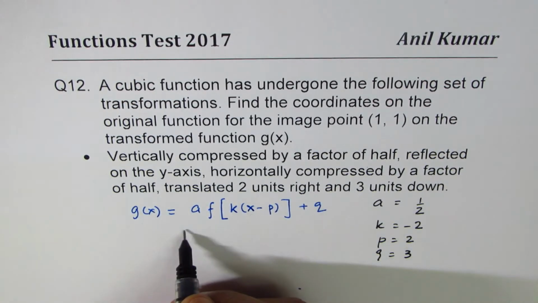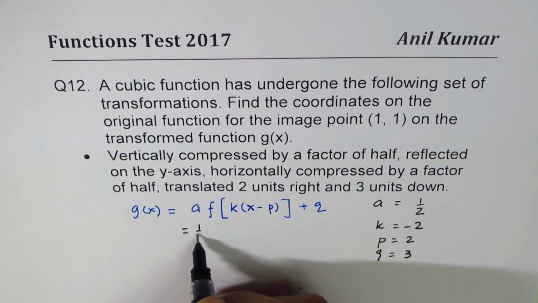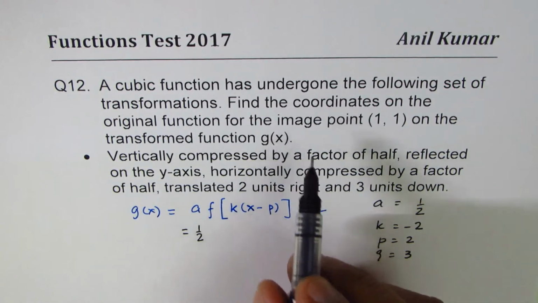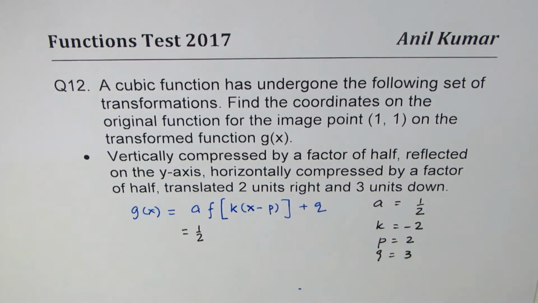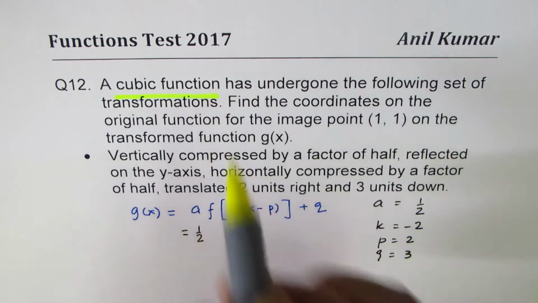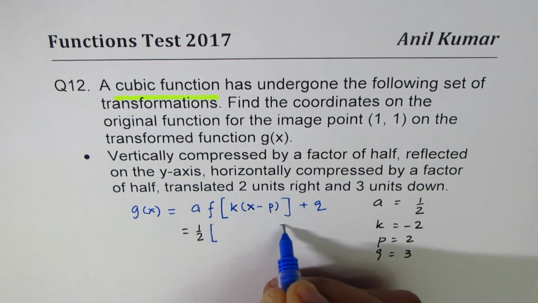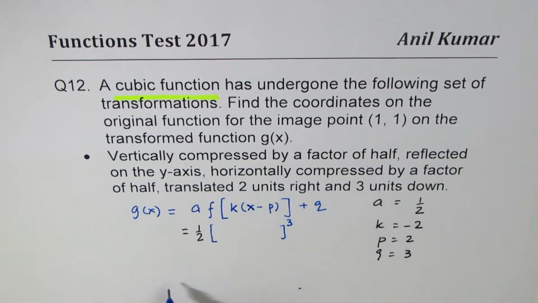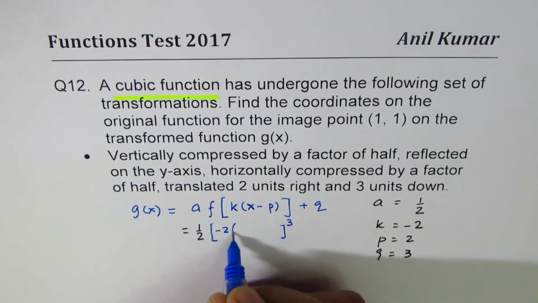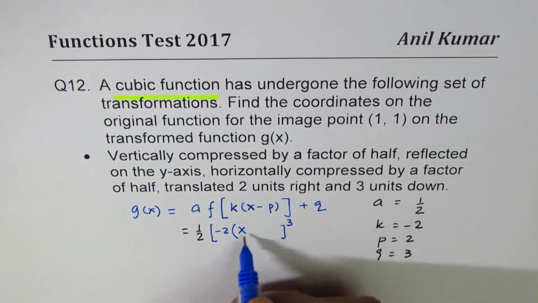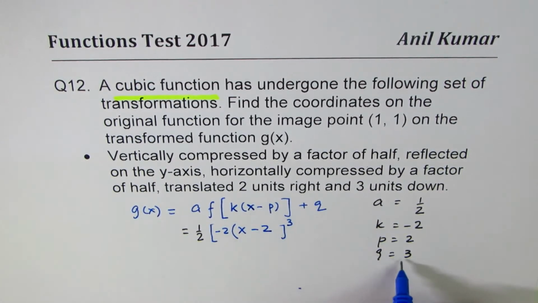So we get the function as half. Since it is a cubic function, it's written right there, we can say this is a cube. The k value is minus 2, x, p is 2, right? Minus 2, and minus 3. So that becomes the transformed function.